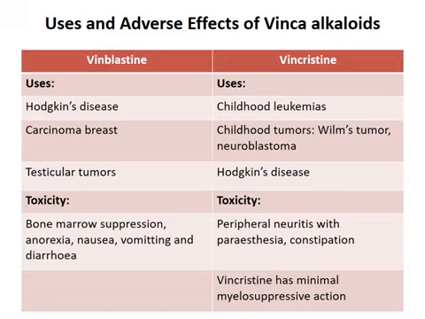Uses of vinblastine: it is used in Hodgkin's disease, carcinoma breast and testicular tumors. Vincristine is used in childhood leukemias, childhood tumors namely Wilms tumor and neuroblastoma, and also in Hodgkin's disease. The toxicity of vinblastine is bone marrow suppression, anorexia, nausea, vomiting and diarrhea. Toxicity of vincristine is peripheral neuritis with paresthesia and constipation. Vincristine has minimal myelosuppressive action also.